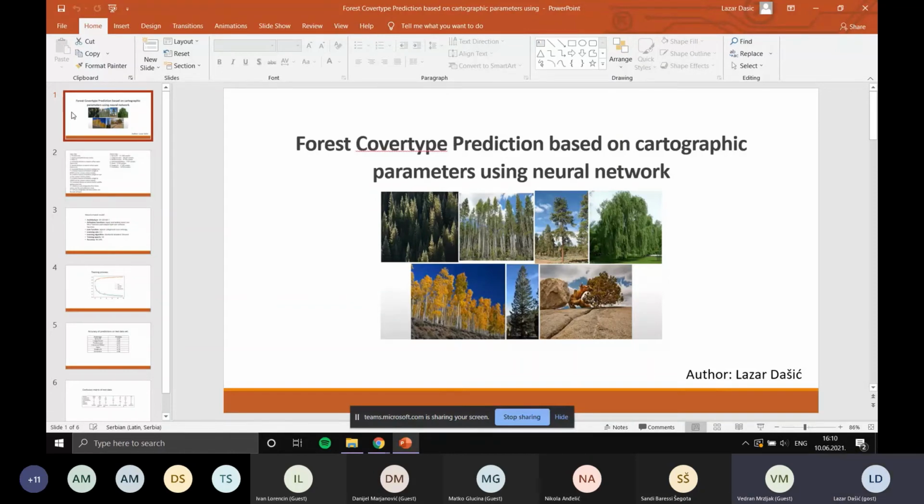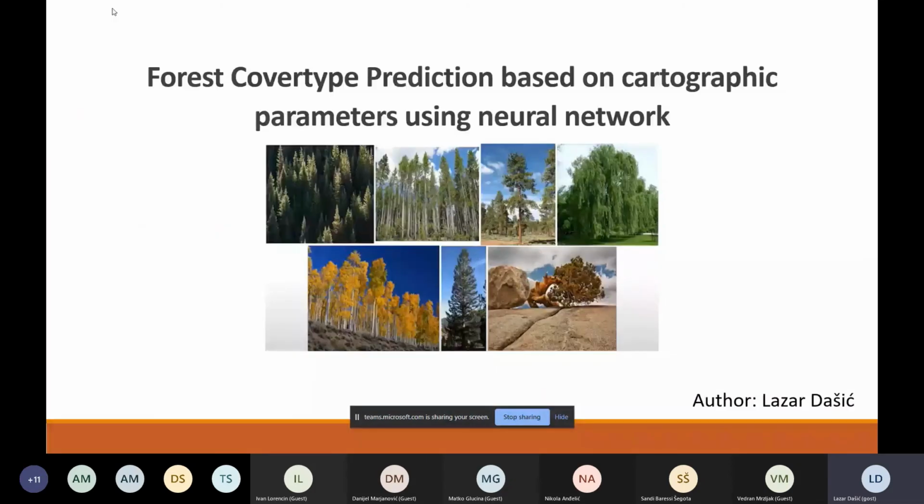Great. So, my name is Lazar Dasic, and today I'll be talking about forest cover type prediction based on cartographic parameters using neural network. And the first question that arises from the name of the research paper is what exactly is forest cover type? It is simply the type of certain tree species that is dominant on some terrain. And it is important to know this information because it is a crucial part of managing the natural resources of any private or state-owned property.